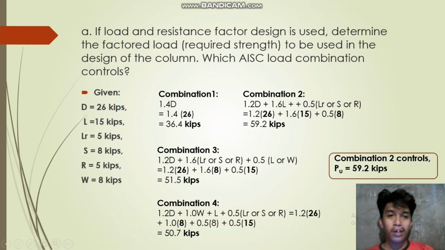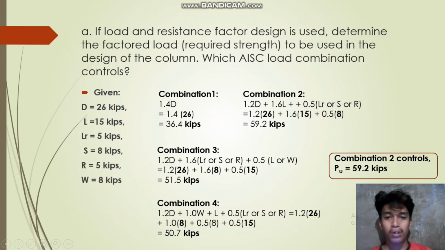Letter A. If load and resistance factor design is used, determine the factored load required strength to be used in the design of the column. Which AISC load combination controls? Given dead load equals 26 kips, live load equals 15 kips, roof load equals 5 kips, snow load equals 8 kips, rain load equals 5 kips, and wind load equals 8 kips. Solution. Combination number 1: 1.4 dead load equals 1.4 times 26 equals 36.4 kips.